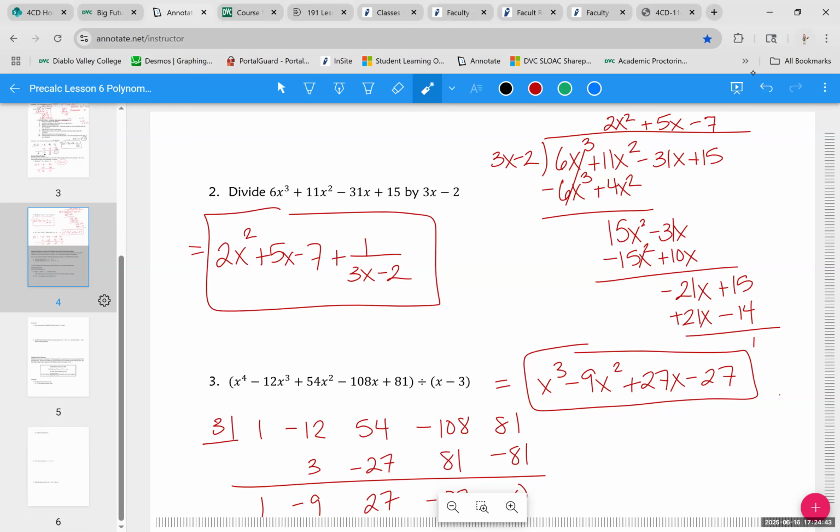Okay, good job on the dividing. We're going to need that for the next group of things we're going to learn.